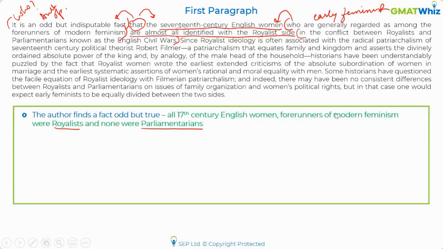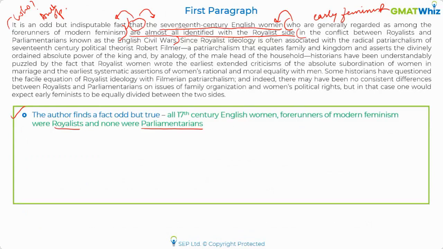So far, if you see how I have summarized, this will also help you. Point 1, the first sentence. The author finds a fact odd but true. What is that fact? There are these women. They are the early modern feminists, and they were all royalists. None of them were parliamentarians. Okay, let me read further.